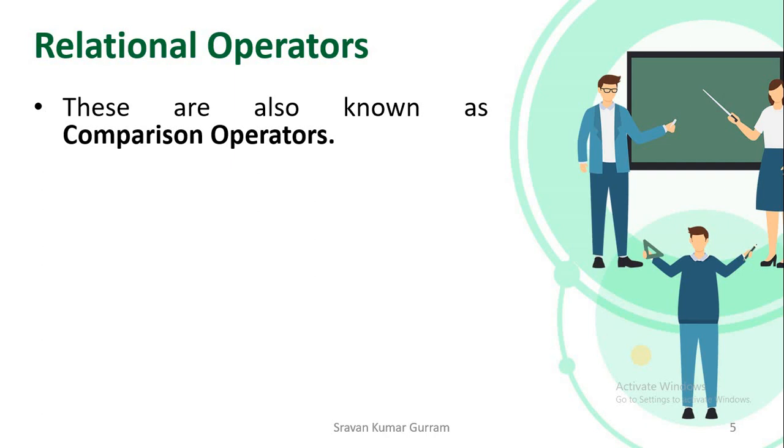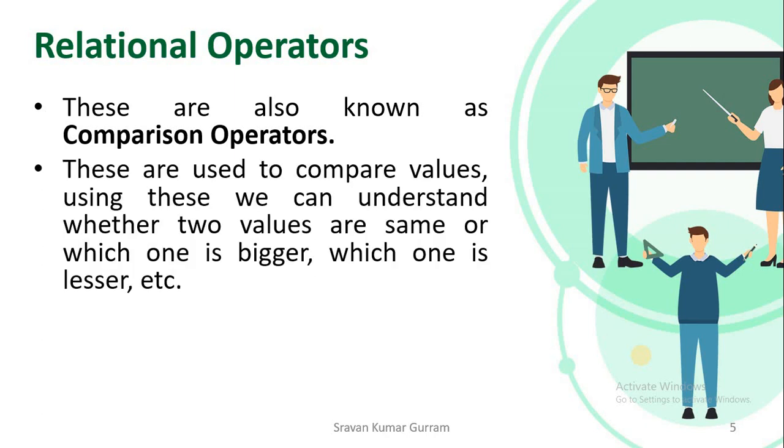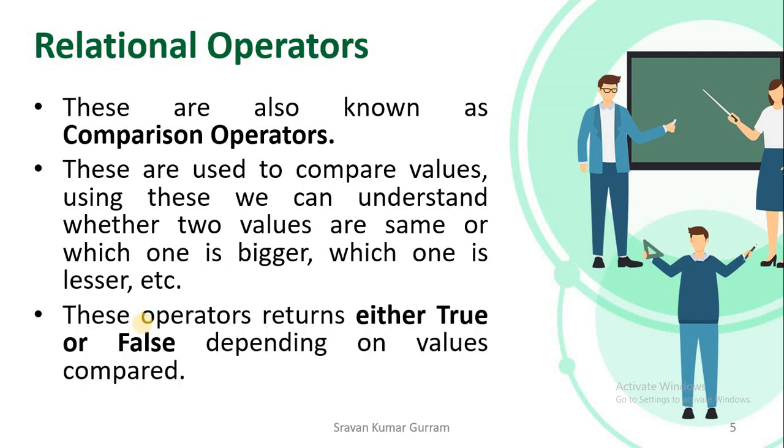These relational operators are also known as comparison operators because with the help of these operators we can compare two values. With the help of these comparison operators we can understand whether two values are the same, or which one is bigger or which one is lesser. So we can know the relation between two values. That is the reason we use the word relational operator or comparison operator. These relational operators return either true or false depending on the values compared.